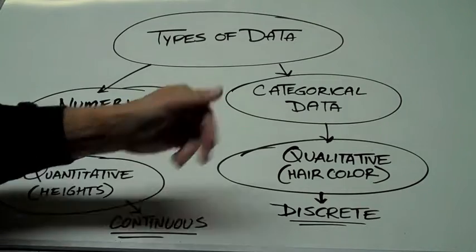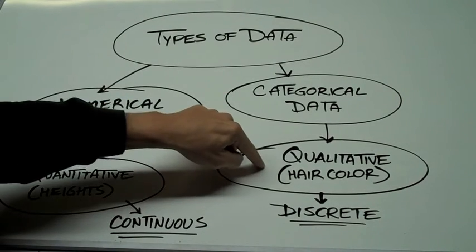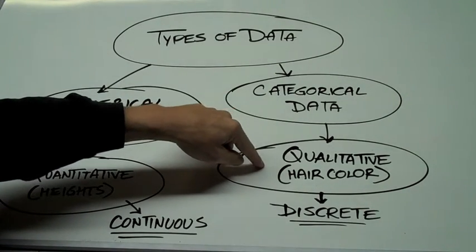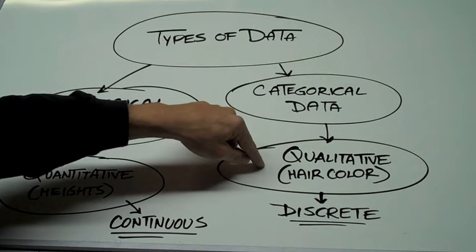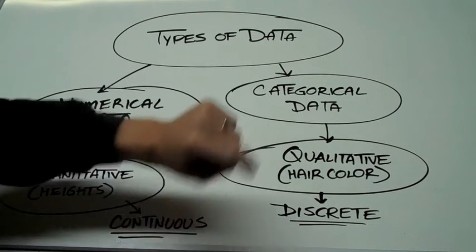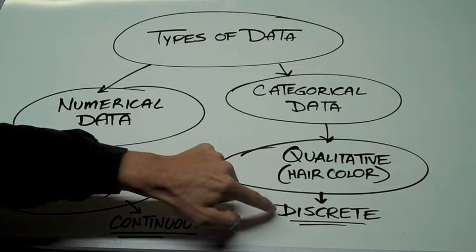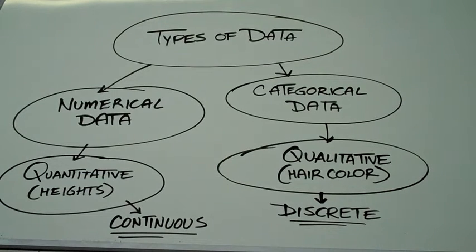Another type of data would be categorical data, which would be qualitative. What is the quality of your hair? It's blonde, or it's black, or it's brown. Hair color can be put in different categories and counted. Discrete data is counted. Continuous data is measured.